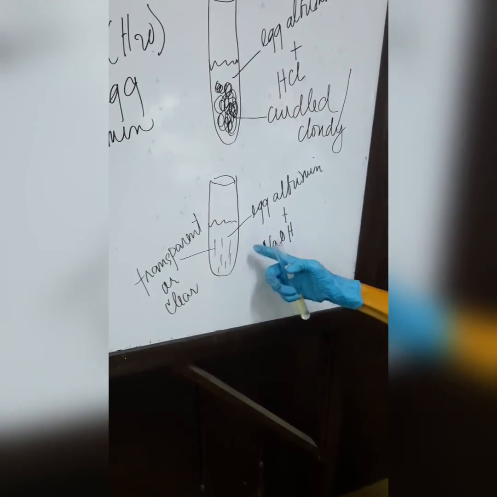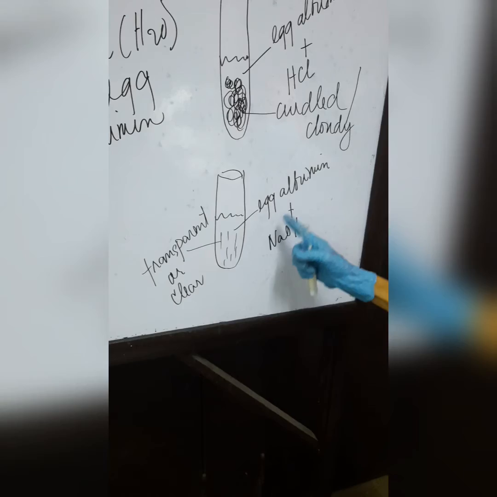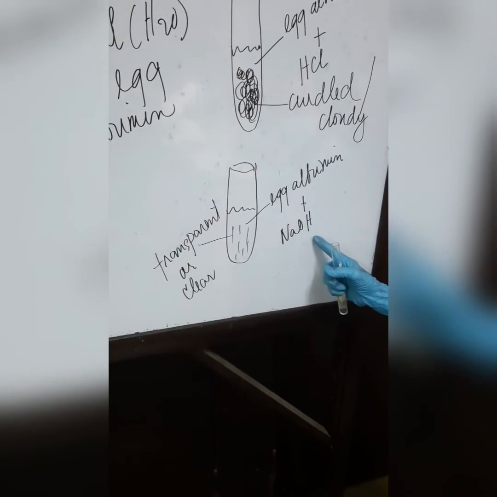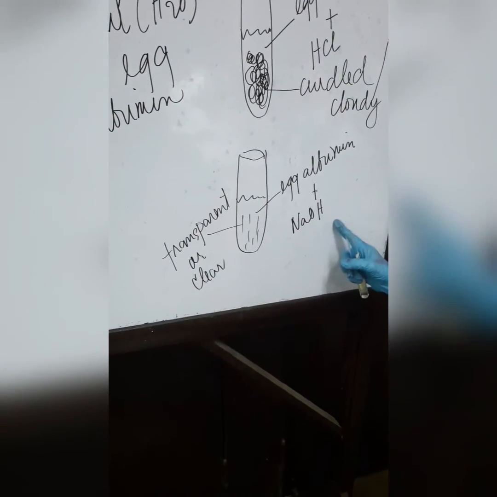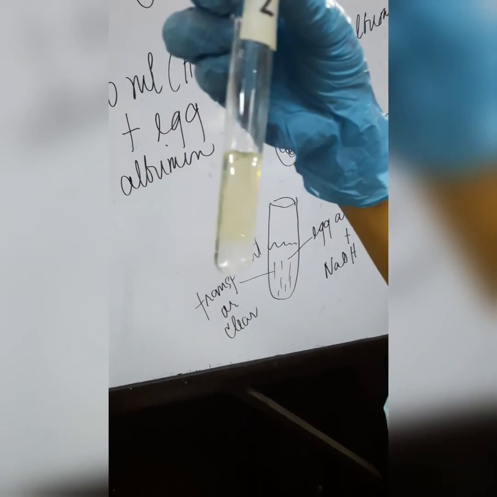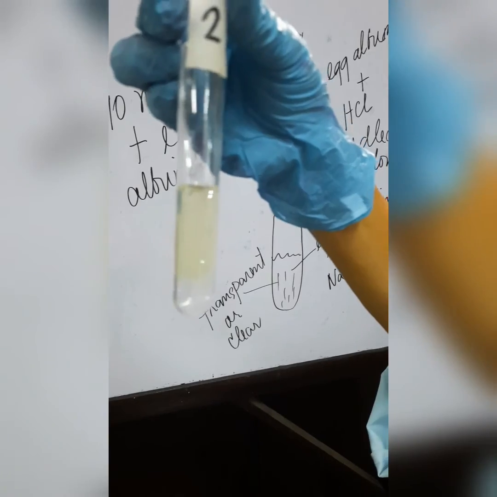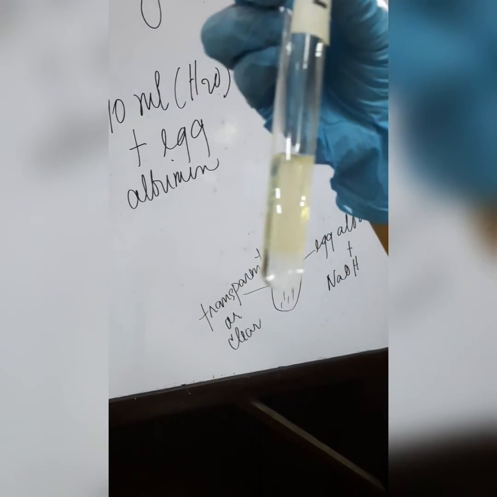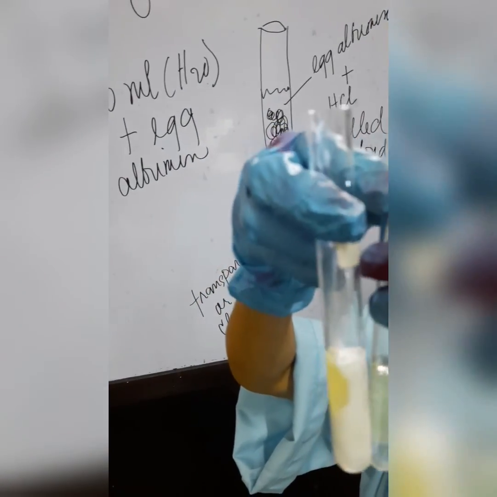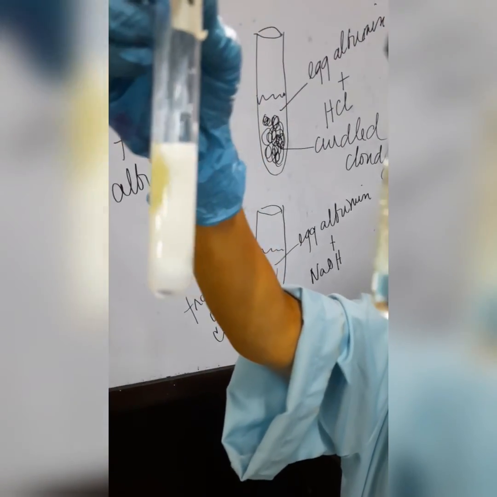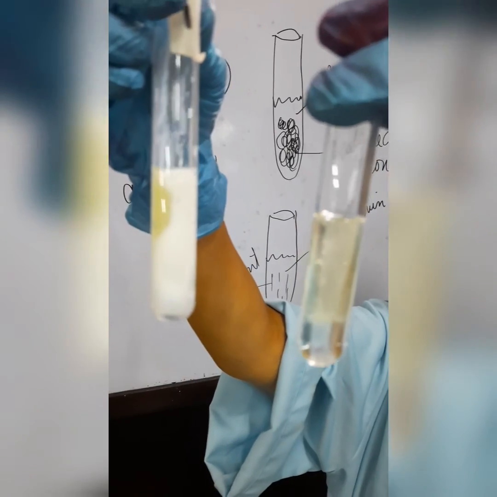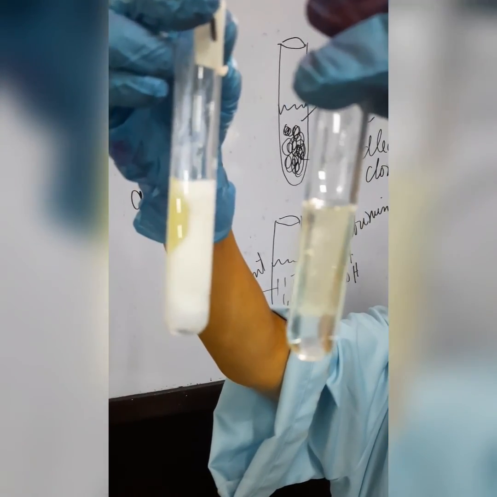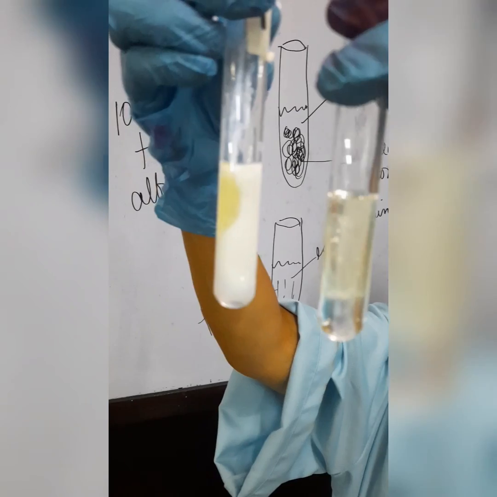And then the other one, test tube number 2, again I placed albumin plus concentrated sodium hydroxide. And this is now the result, where it became transparent or clear. So now observe the difference between test tube 1 with the HCl and test tube 2 with the sodium hydroxide, both containing egg albumin.